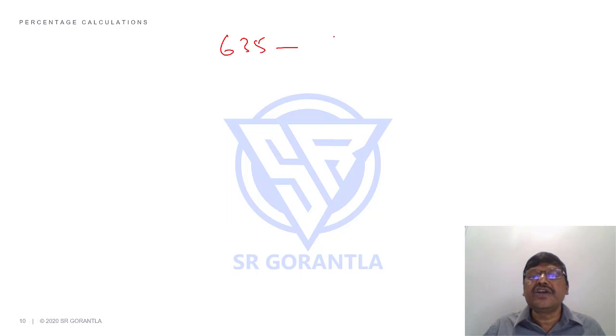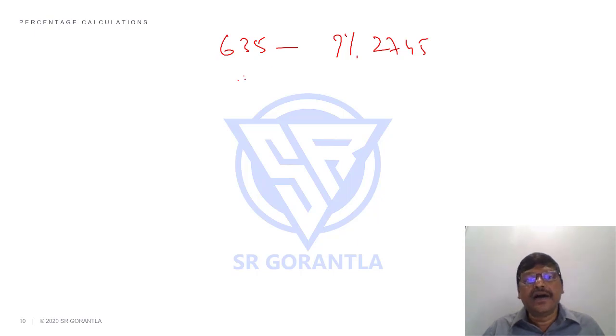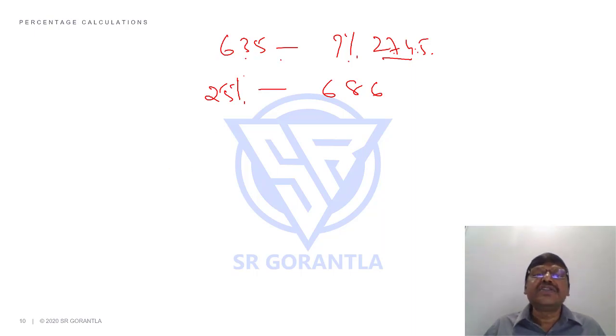635 is how much percentage of 2745? Students, if I take 635 by 2745 and it's close to 4 times, that's why I'll go for 25%. 25% is 1 by 4. What is 1/4 of this? 4 sixes are 24, 4 eights are 32, so 25 fours are 686. But I want 635. 686 minus 635, what is the gap?